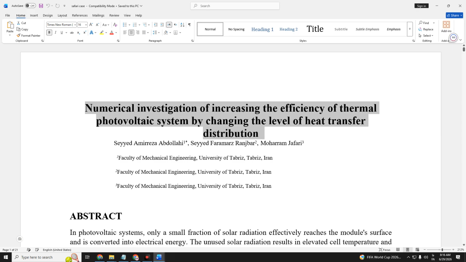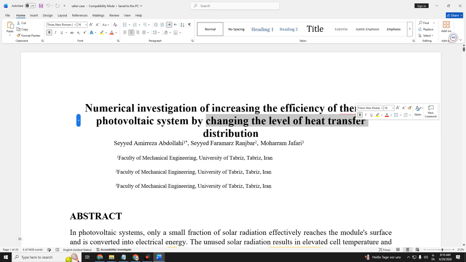Before we move on to the examples, we first need to understand that a good title is not just a simple name for your paper. In fact, the title should be able to communicate the main idea of your research to the reader as clearly and accurately as possible using the fewest words possible.